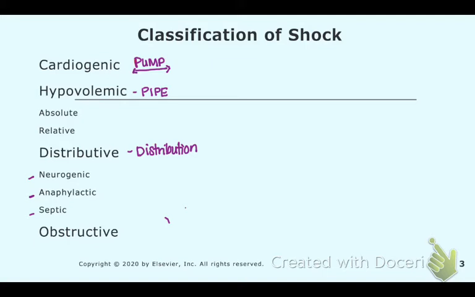And then you've got your obstructive shock, and that just means exactly what it says it is. It's obstruction. There's an obstruction that is blocking blood flow, or causing a problem to block blood flow. So that would be like your pulmonary embolus. That would be a good example, and we're going to talk a little bit more about that. But those are your different classifications of shock.